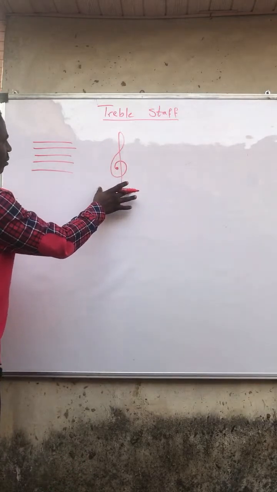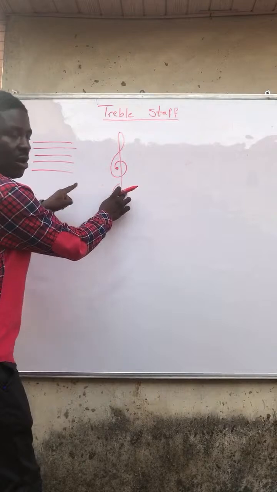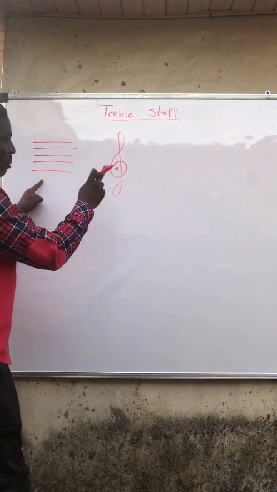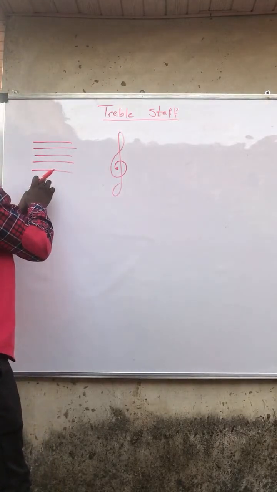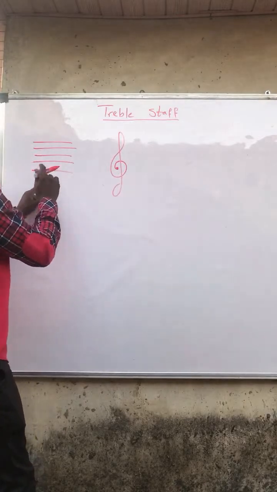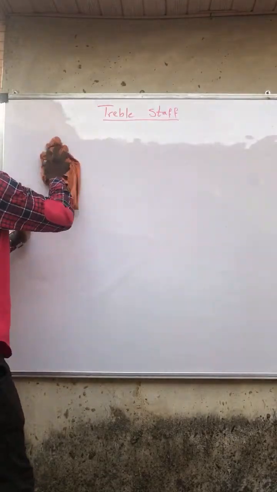Treble staff is the combination of both the treble clef and the staff. So that means you are going to draw the treble clef on the staff. So let me do that now.